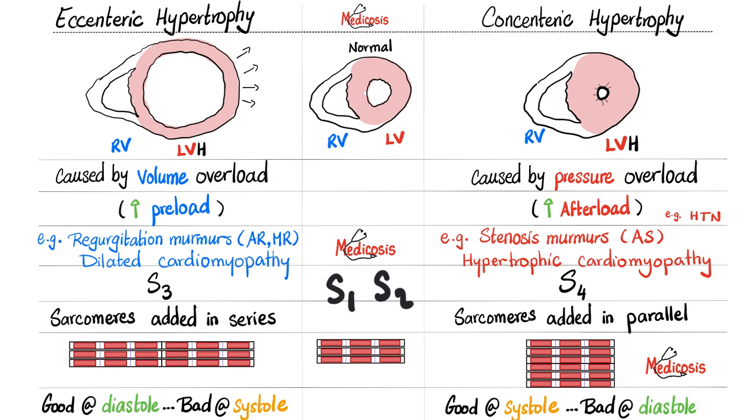The heart that looks like this with eccentric hypertrophy is usually good at diastole, because look at all of this cavity, but bad at systole. The muscles are thin and stretched. However, in concentric hypertrophy, the heart is very good at systole. The contractions are robust, but it's bad at diastole.